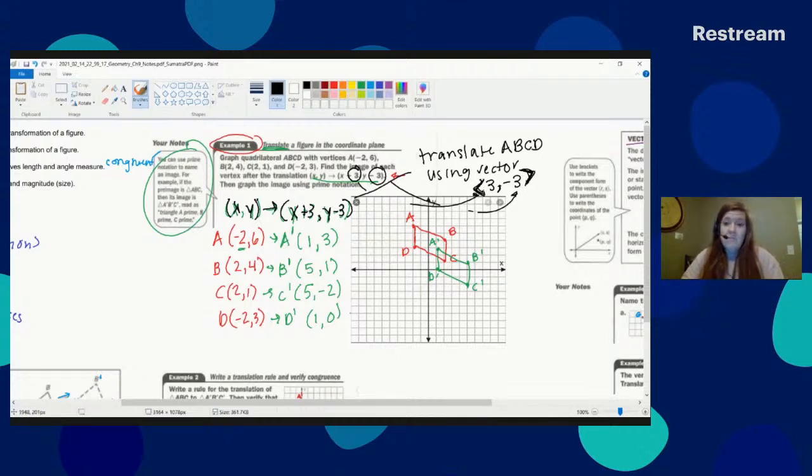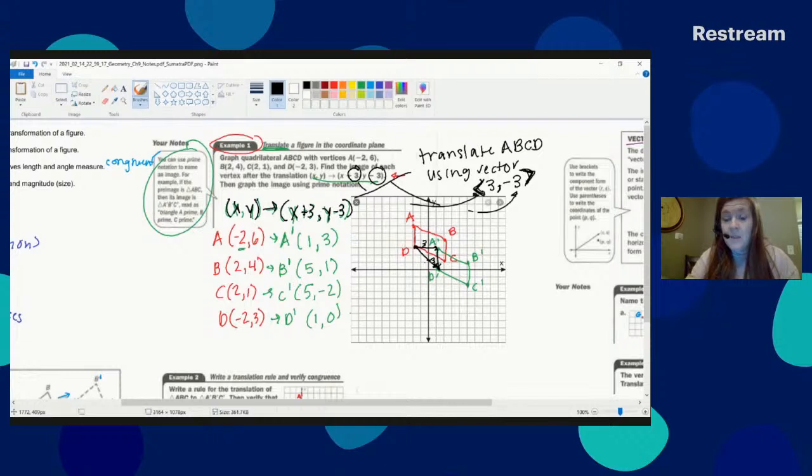So when I or the book would say to translate an image using a vector, it's basically telling you to do the same thing that you did in translation. It's just writing it in a different format. If I want to go from D, my pre-image, to D prime, I go positive 3 in my x direction and negative 3 in the y direction. So the vector from D to D prime is <3, -3>, and that's how I get to my new image.